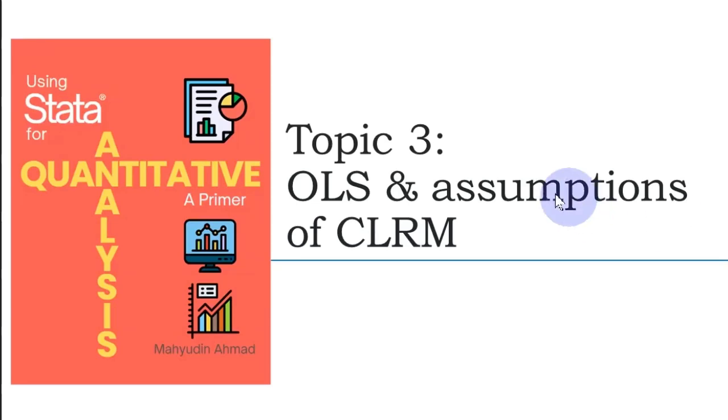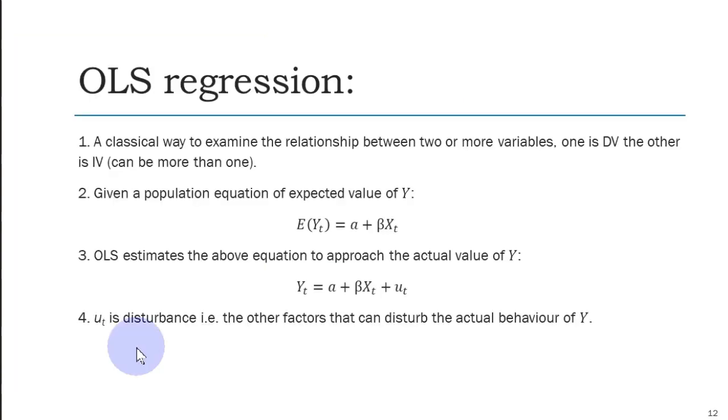Hi, in this topic 3, we are going to talk about the OLS and the assumption of the classical linear regression model. OLS regression is a classical way to examine the relationship between two or more variables. We seek to examine the nature and the form of the relationships among two or more variables. But in this topic, we are going to consider only one DV and one IV. DV is always denoted by y and IV by x.